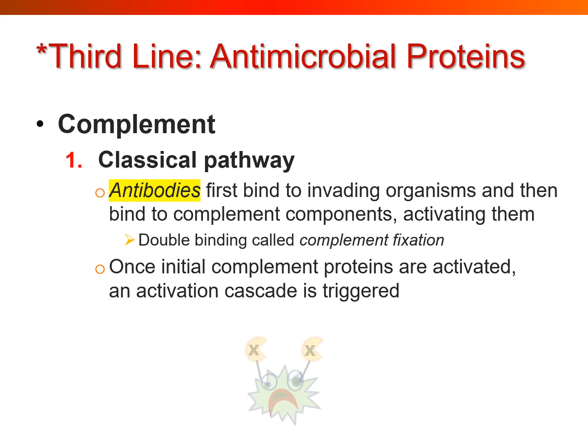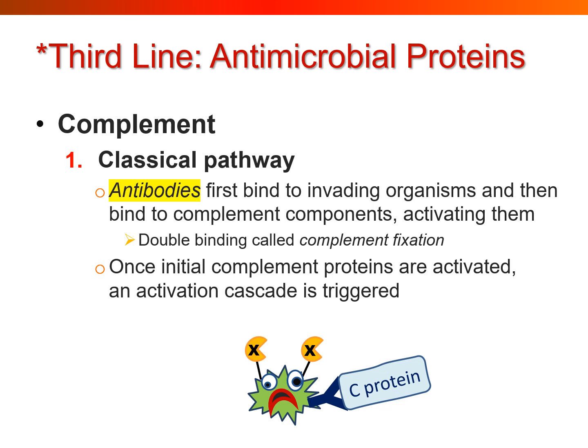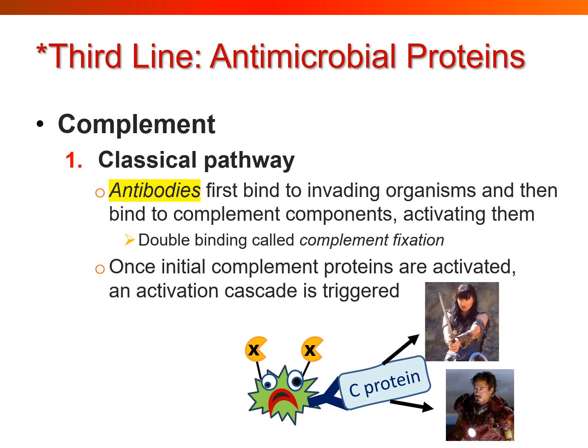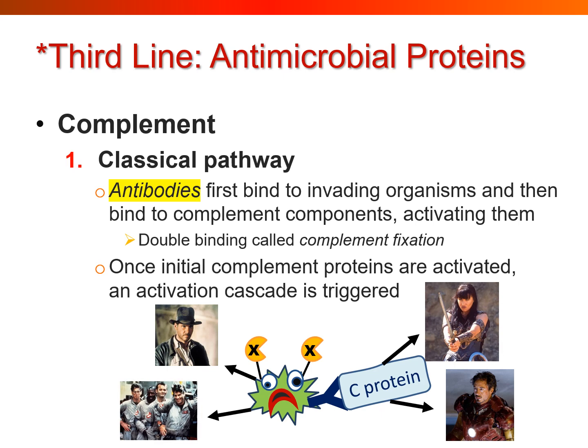So basically what's going to happen here is we have our invader, and then we're going to have antibodies attached, and then we're going to have our complement protein come along, and then we're going to call in all the players of the immune system to come in and do their best and kill this thing. So that's kind of the general idea of the classical pathway. You have an antibody that binds to the pathogen first, and then the complement protein.